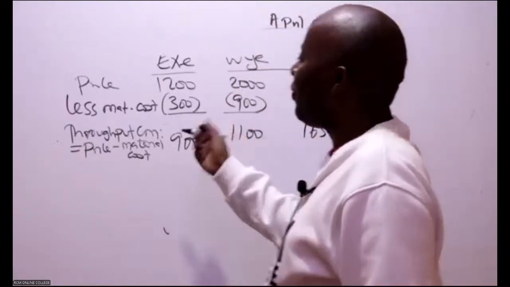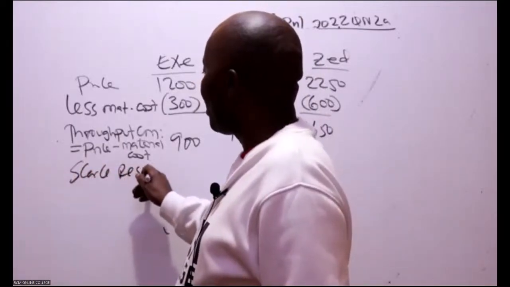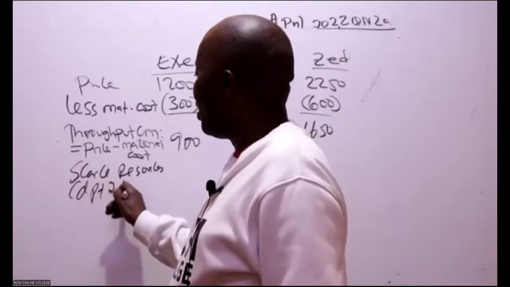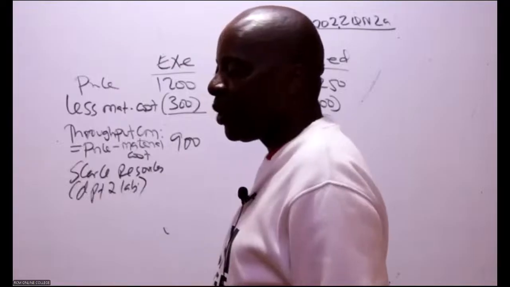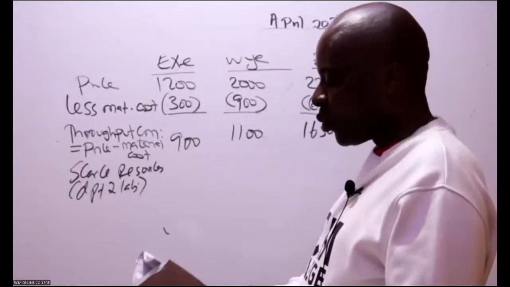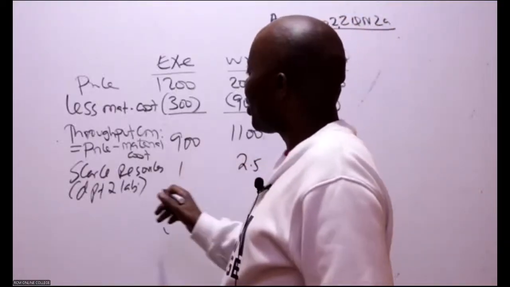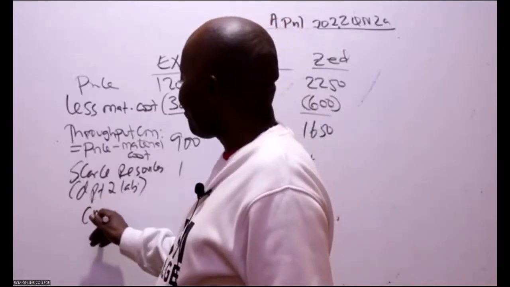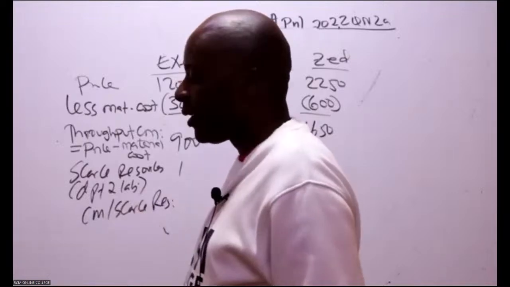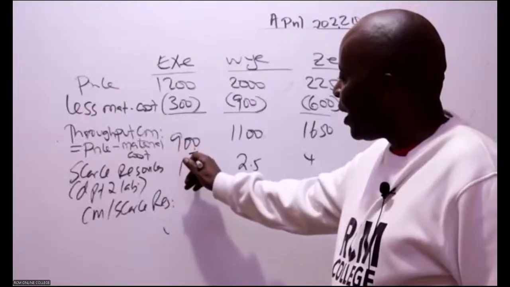So come here and give us the scarce resources. Scarce resources, these are the Department 2 labor hours. Remember, these are quite clear: 1, 2.5, and 4. So give me the CM per scarce resource. You divide. CM per scarce resource, you divide.